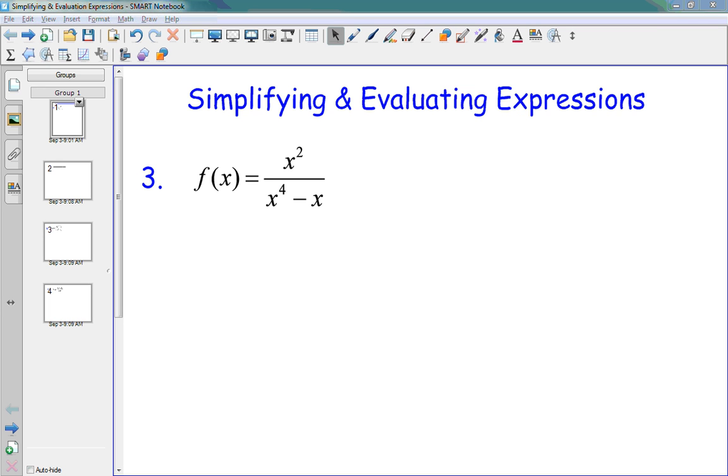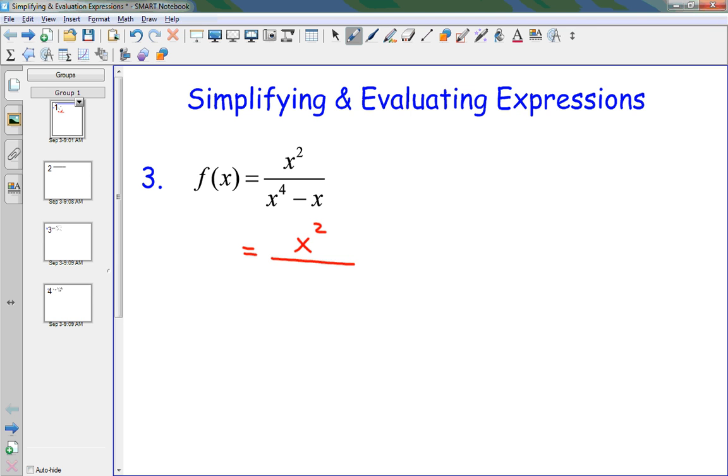Okay, today we're talking about simplifying and evaluating algebraic expressions. The first problem we're going to talk about is problem number 3. First thing you need to think about when you're evaluating and simplifying expressions, when you have a fraction, which is a rational expression like we have here, is: is the numerator simplified completely and is the denominator simplified completely? So if I look at this, x squared is as simplified as I can possibly go. However, the bottom is not.